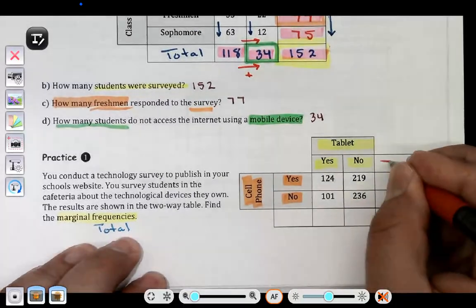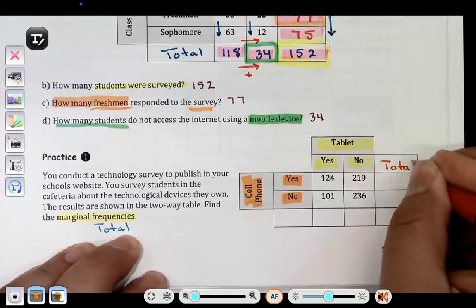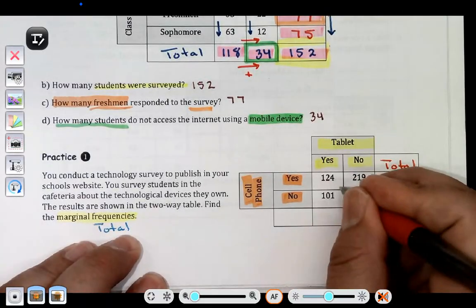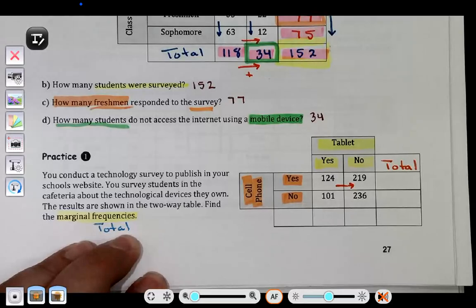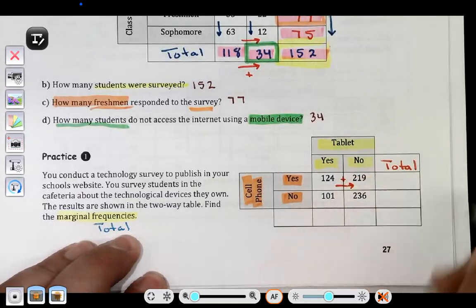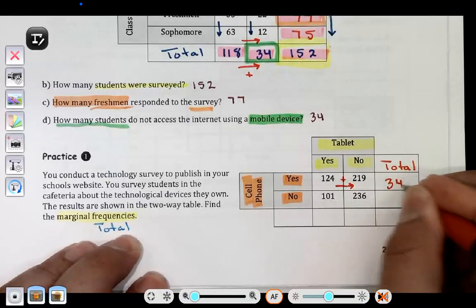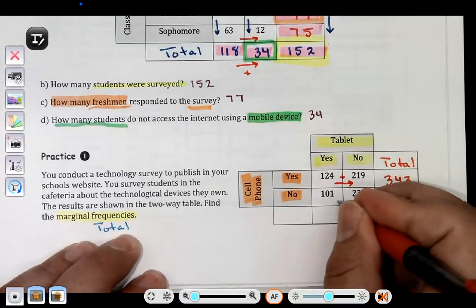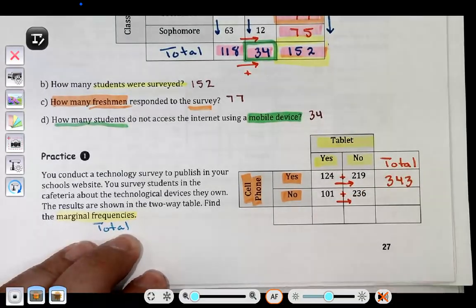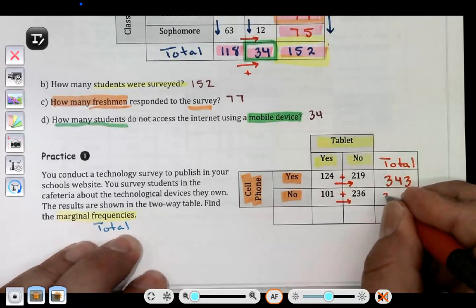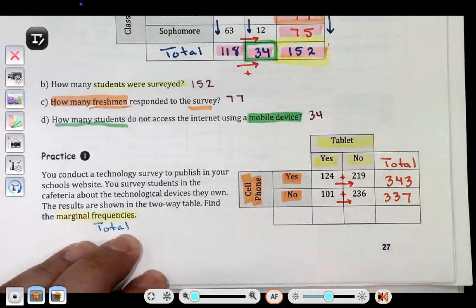So let's start with the totals on this side. So how many students said yes to a cell phone? Remember, you got to add these up, right? Say it again. 343, thank you. How many students said no to a cell phone? Which means you're adding those. 337, okay. 337, man, that's a lot of people.